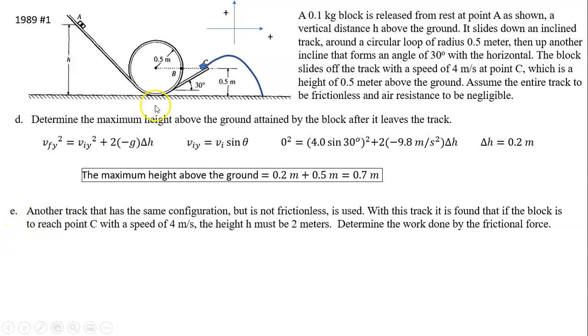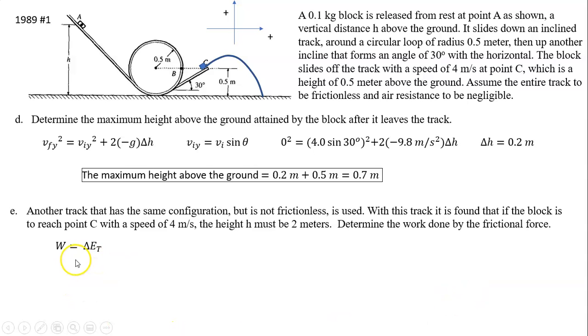Part E: another track that has the same configuration but is not frictionless is used. With this track, it is found that if the block is to reach point C with a speed of 4 meters per second, the height must be 2 meters. Before, without friction, it was 1.3 meters. Now you need 2 meters. How much work is done by the frictional force?